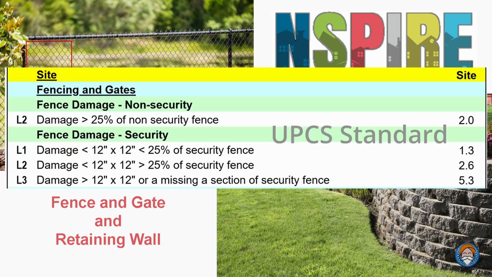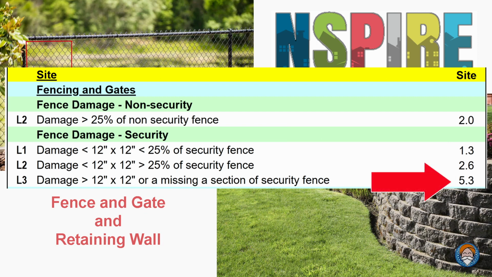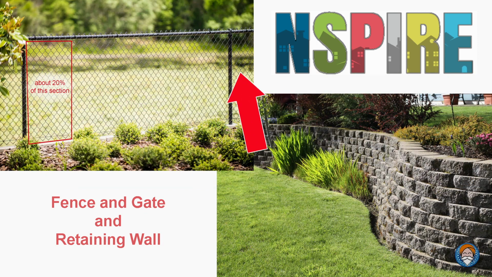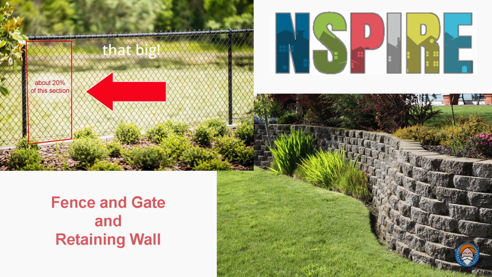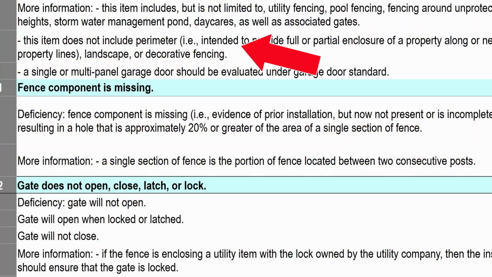A 12-inch hole in a property's perimeter fence under UPCS was cited as fence and gate, security, damaged, falling, leaning, level 3, and it was typically worth about 5 to 6 points. The equivalent defect under the new NSPIRE standard requires that a hole be as large as 20% of a section of fence before it's even cited. Furthermore, the definition excludes perimeter fences.